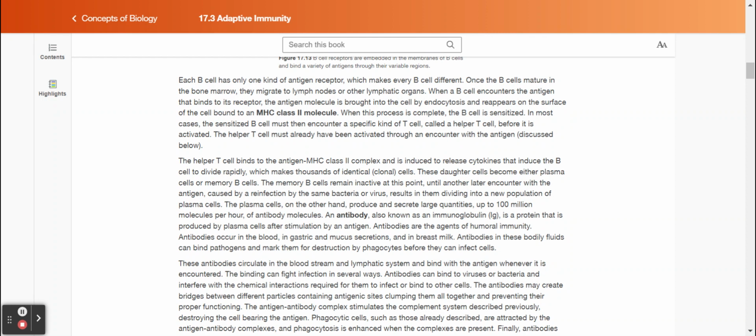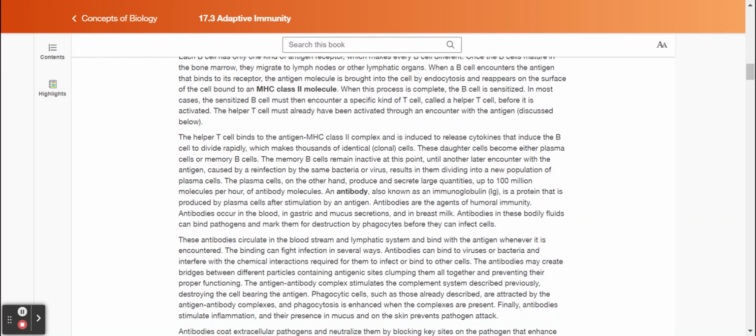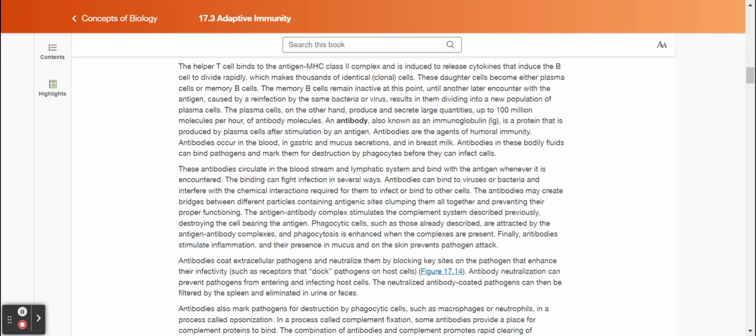In most cases, the sensitized B cell must then encounter a specific kind of T cell, called a helper T cell, before it is activated. The helper T cell must already have been activated through an encounter with the antigen, discussed below. The helper T cell binds to the antigen MHC class II complex and is induced to release cytokines that induce the B cells to divide rapidly, which makes thousands of identical or clonal cells.